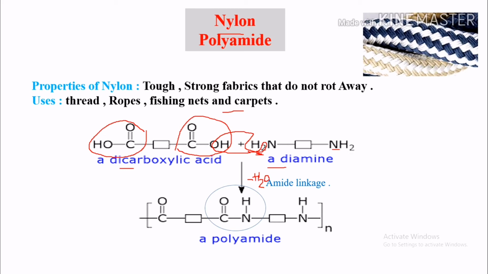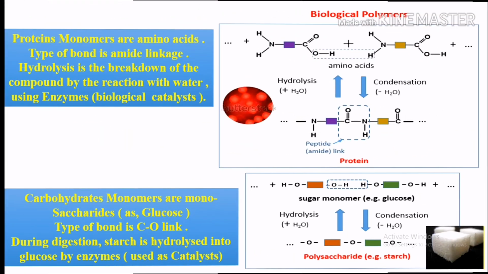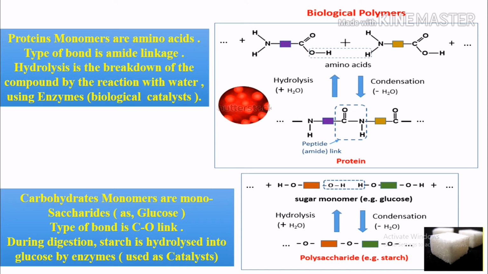Polyamide, we will just draw our molecule with the amide linkage and with N, the repeating number of monomers. So it is a way of drawing the structure of nylon or polyamide. It is the second type of synthetic polymers. Now we will start together on our biological polymers, or natural polymers.